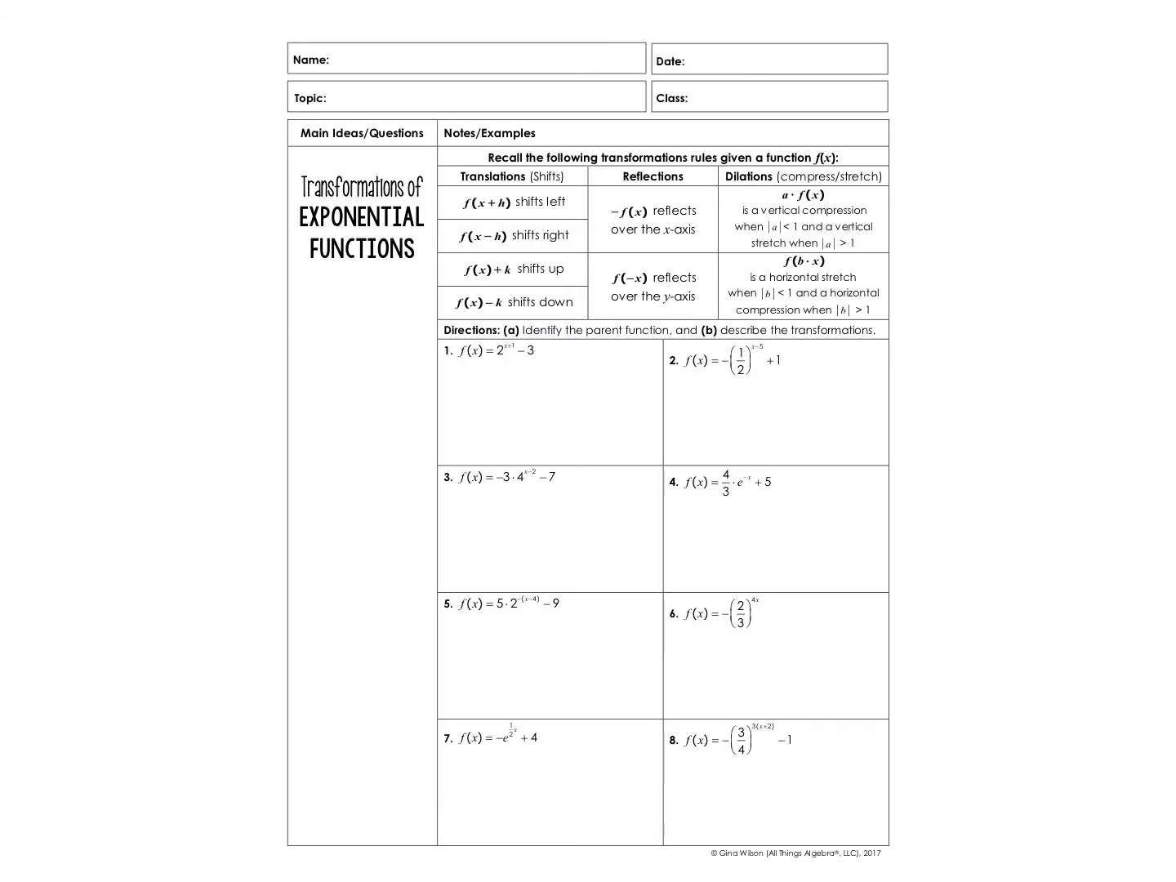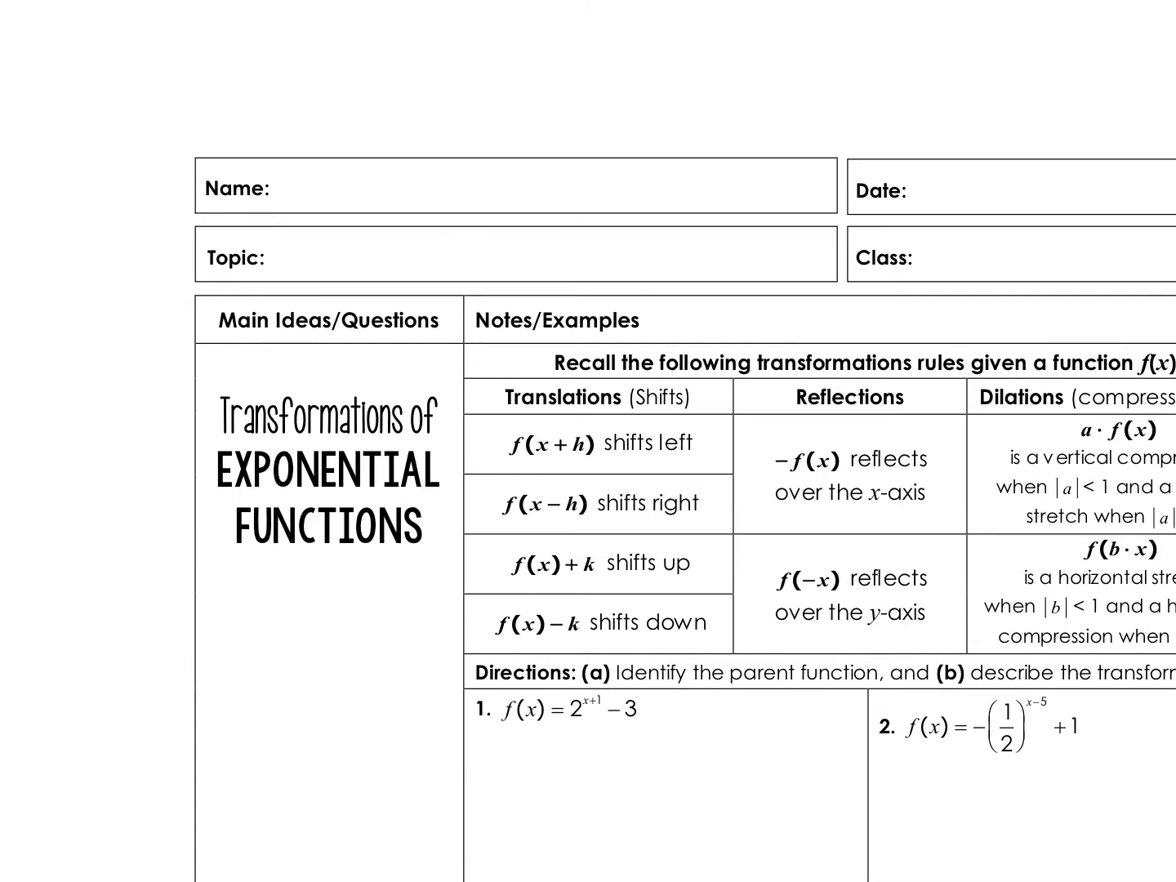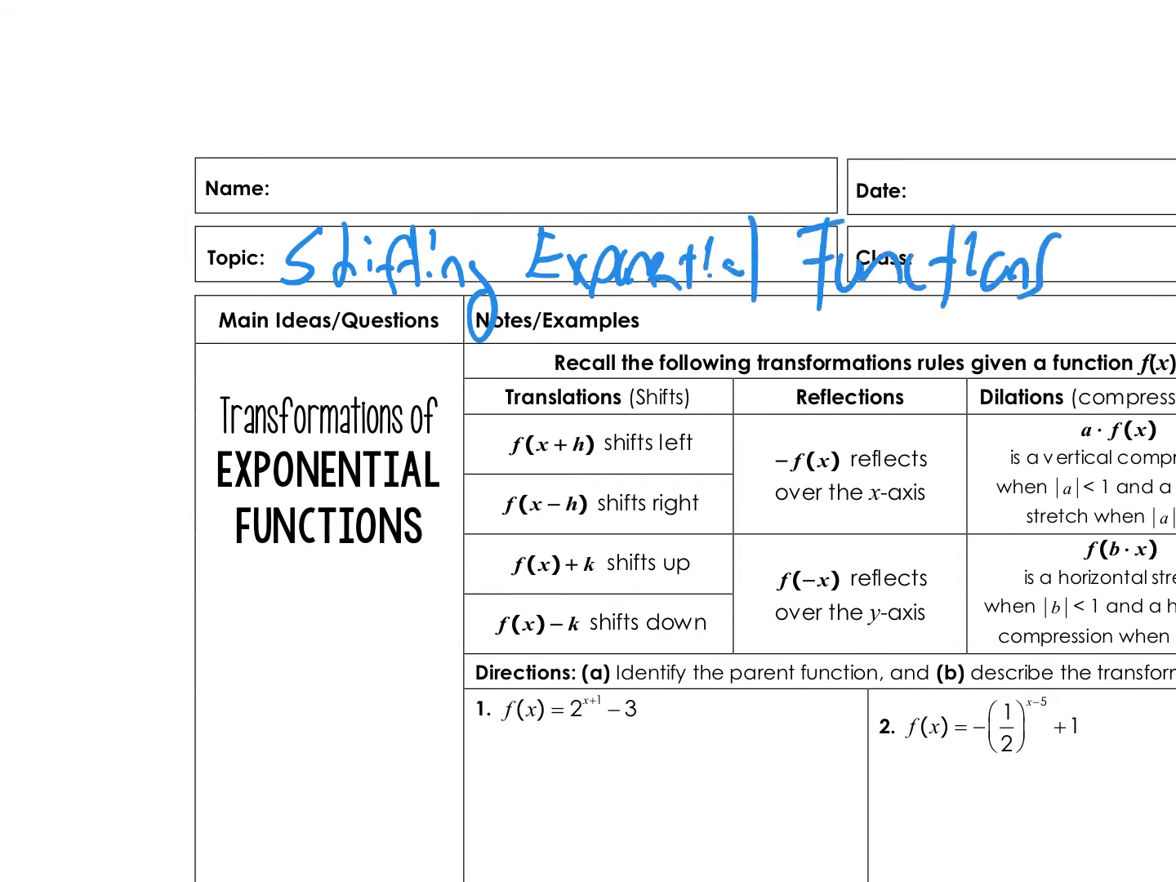All right, there's your first part of exponential growth. Moving on. We're now going to shift. I'm going to call this topic shifting exponential functions. That means moving up, moving down, moving right, moving left.